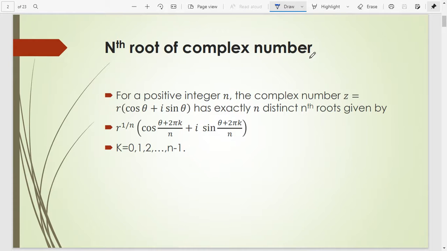Nth root of complex number. For a positive integer n, the complex number z is equal to r into cos theta plus i sin theta has exactly n distinct nth roots given by r raised to 1 upon n into cos of (theta plus 2 pi k upon n) plus i sin of (theta plus 2 pi k upon n), where k is equal to 0, 1, 2 up to n minus 1.